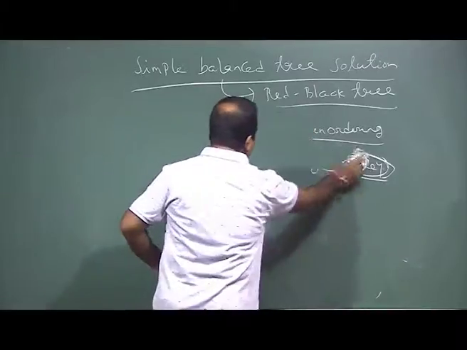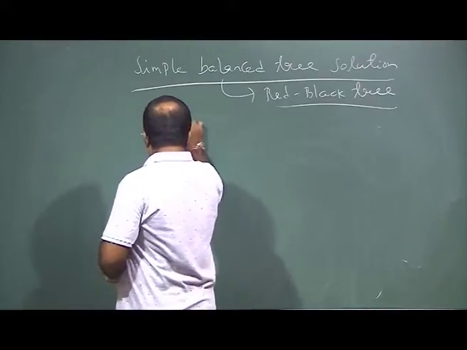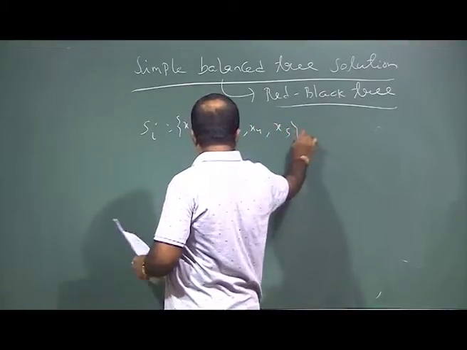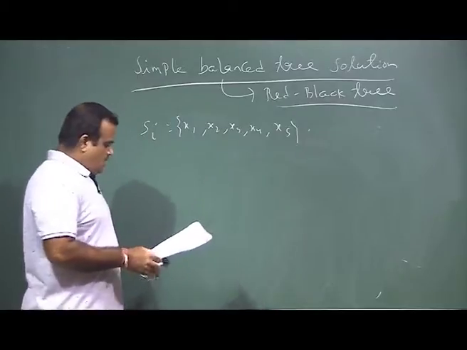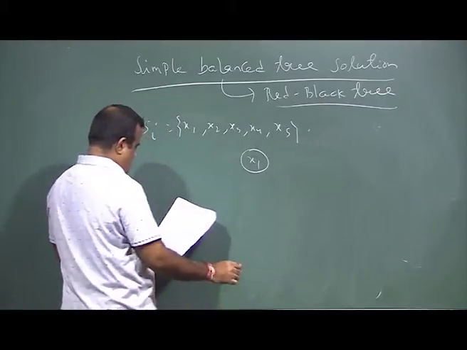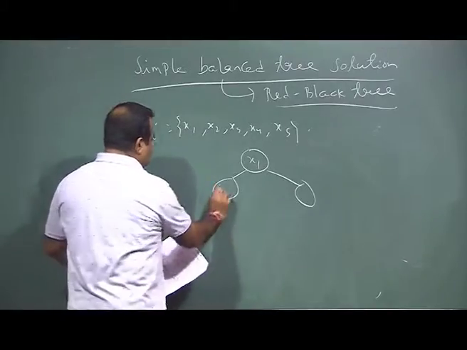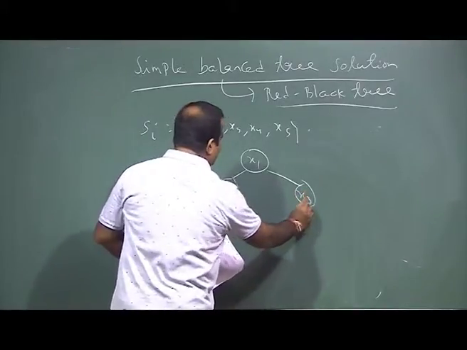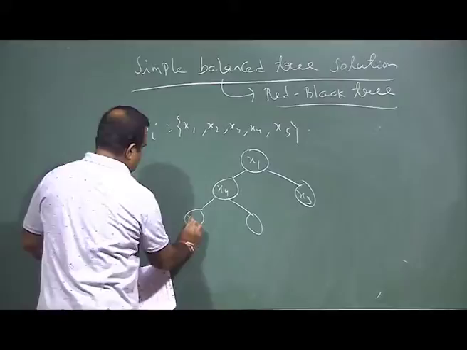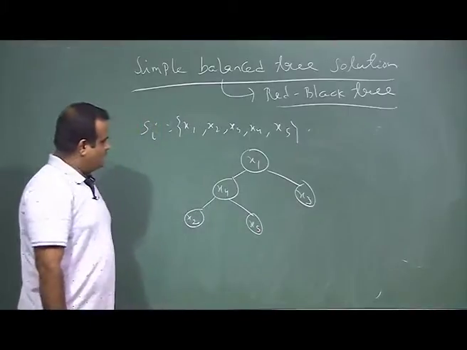For example, suppose we are given this set of 5 elements: x1, x2, x3, x4, x5. Now how to form a tree? Suppose this is x1, and we do not care about the value, because this is an unordered list. So x4 can become here, x3. We just care about the structure. This tree should be balanced, the height should be log n. x2, x5.